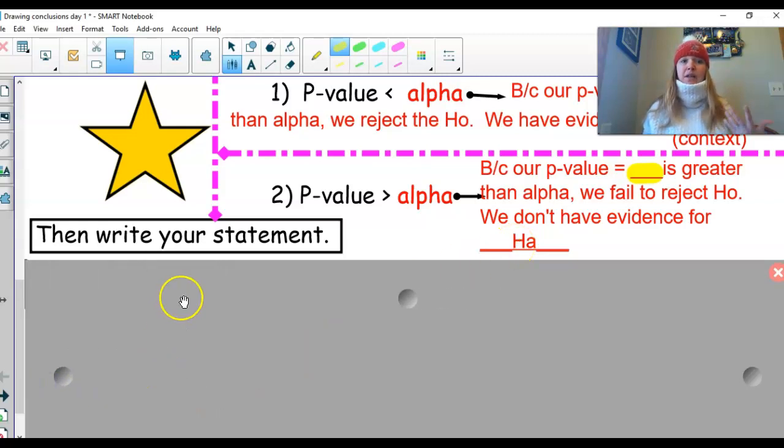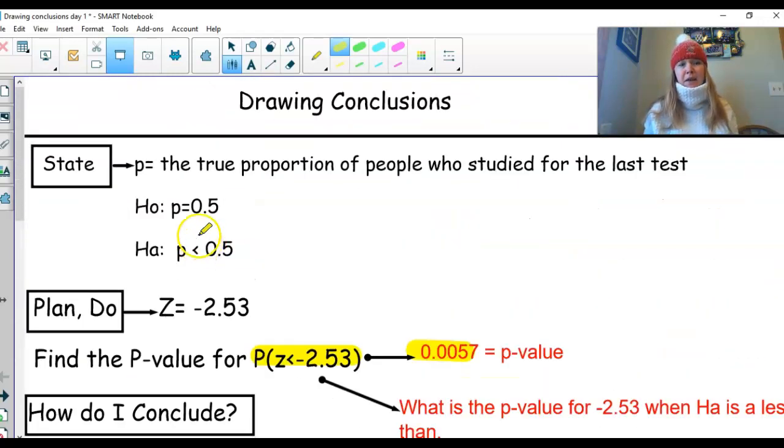So now I want us to write the statement in context about this scenario that I've set up. I've set up this scenario where I am assuming 50% of people study for the test. That's the true proportion. But for this last test, I have evidence because the scores didn't look so great that maybe less than 50% of people studied for the test. So I gave out a survey, asked how much you studied, went through the plan and the do, I got a p-value, and now I can conclude based on what I see.